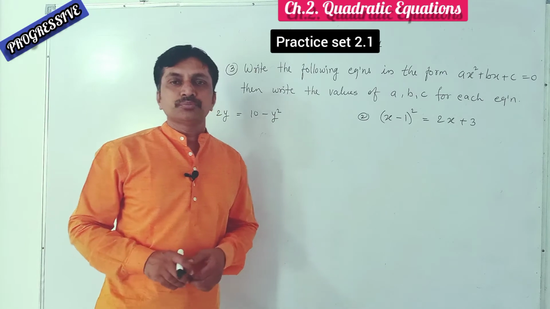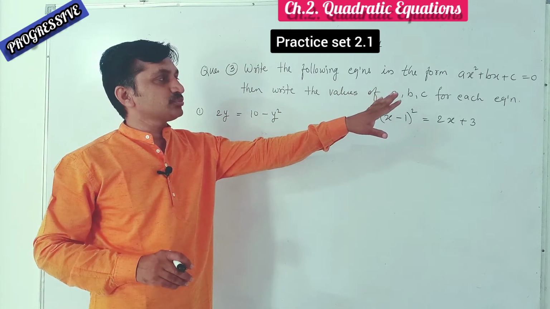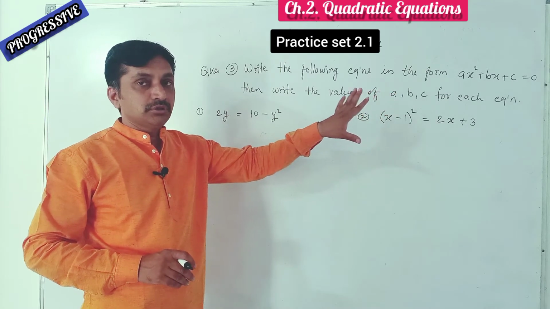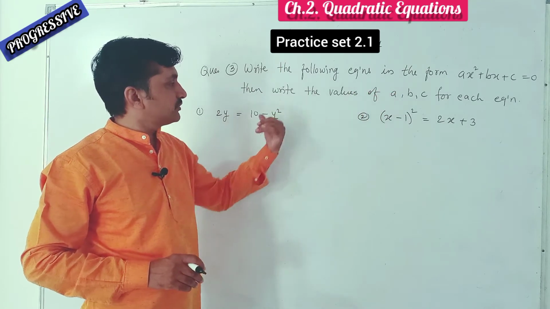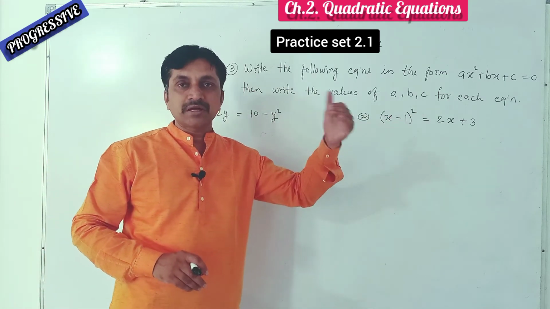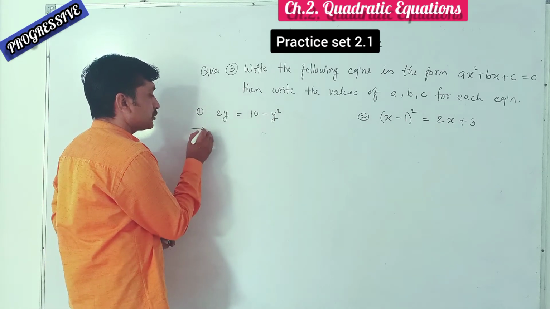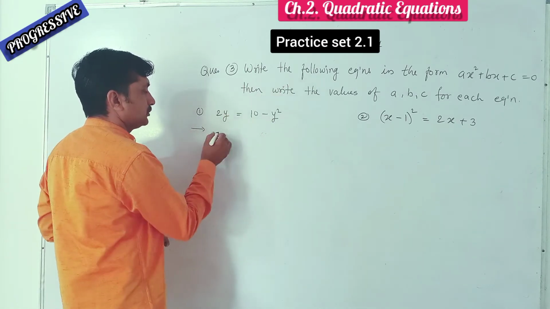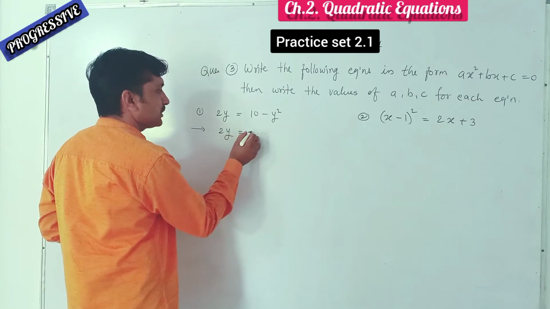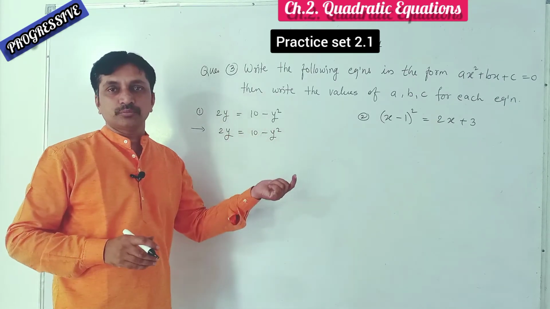Dear friends, question number 3 now. Here write the following equations in the form ax square plus bx plus c is equal to 0, in standard form. We have to convert the given equation in standard form and then write the values of a, b, c for each equation. Means by comparing with standard form we have to write a, b, c values. But before that we have to convert this in standard form. Now I write first as it is: 2y is equal to 10 minus y square. Standard form is equal to 0 form.